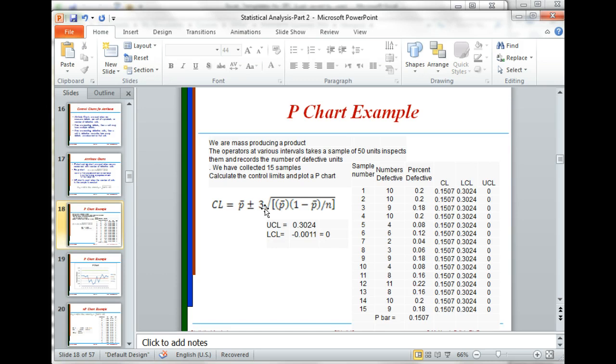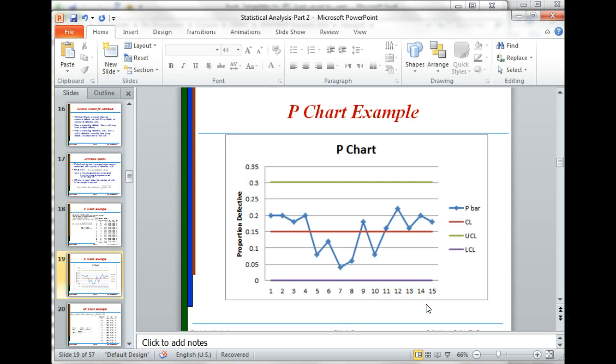To get the upper control limit and lower control limit for the chart, we go back to the formula of P bar plus and minus 3 times the square root of P times 1 minus P over n. If you substitute 0.15 over here, plus and minus 0.15 times 1 minus 0.15 divided by 50, you get an upper and lower control limit for the P chart. Then we can plot the control chart. From that calculation, I've got my upper control limit and my lower control limit, and then I'm plotting the percent defective against the mean value and checking it.